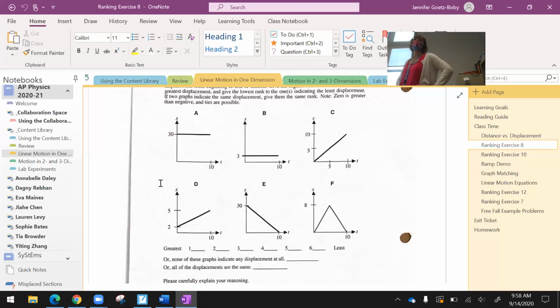Okay, so Eva says in C, we're moving at a constant rate. Annabelle, what's happening in D? Okay, so in D, we are also moving at a constant rate. Which direction are we moving in C and D? The positive direction, okay. Lauren, what's happening in E? Okay, so Lauren says in E, we're moving towards the origin, but in a negative direction. Fiona, what's happening in F?